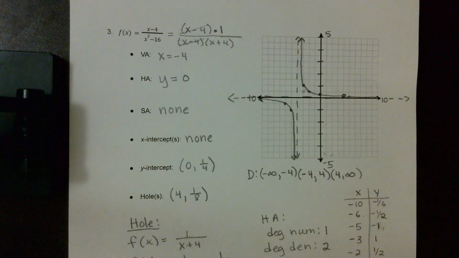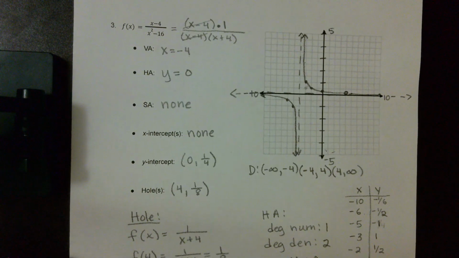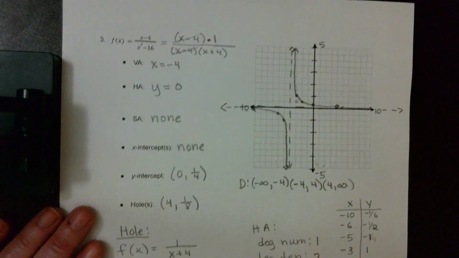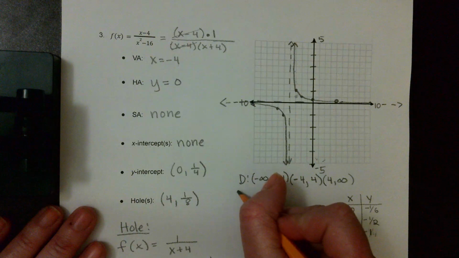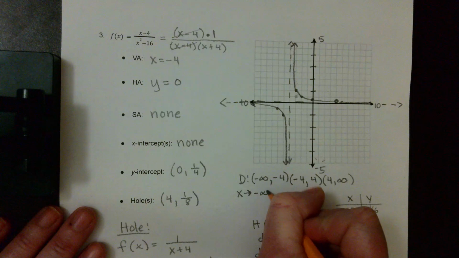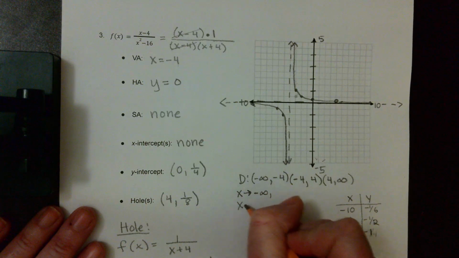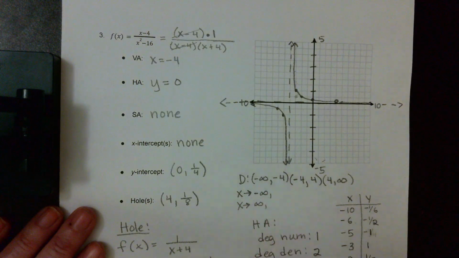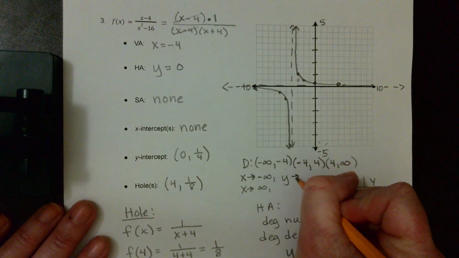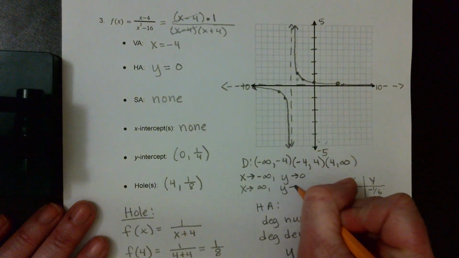Okay, and then the other thing that we might want to think about when we're doing these is just our end behavior. Remember, end behavior is as x equals negative infinity and x equals positive infinity. Hopefully from the graph you can see y approaches 0 and y approaches 0.